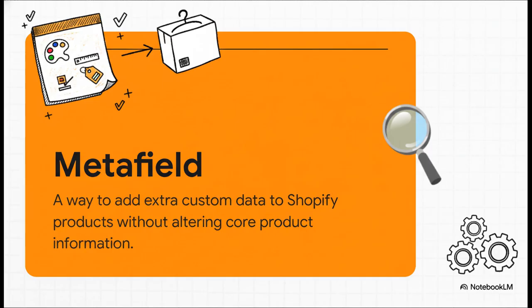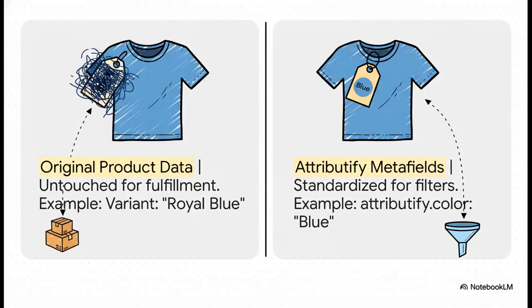The best way to think of it is like a custom field, or maybe even like a digital sticky note that you can attach to a product. It lets you add all this new, clean information, like your standardized color, without ever changing the original product details your fulfillment app is looking for. This slide lays it all out perfectly.